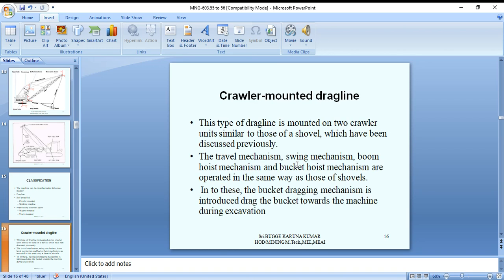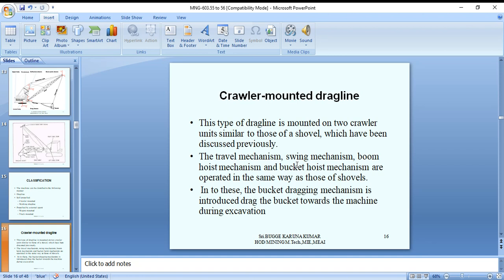Crawler mounted dragline. This type of dragline is mounted on two crawler units similar to those of shovels, which have been discussed in shovel cases in earlier classes. The travel mechanism, swing mechanism, boom hoist mechanism, and bucket hoist mechanism are operated in the same way as those of the shovels. So everything is the same except the walking mechanism.